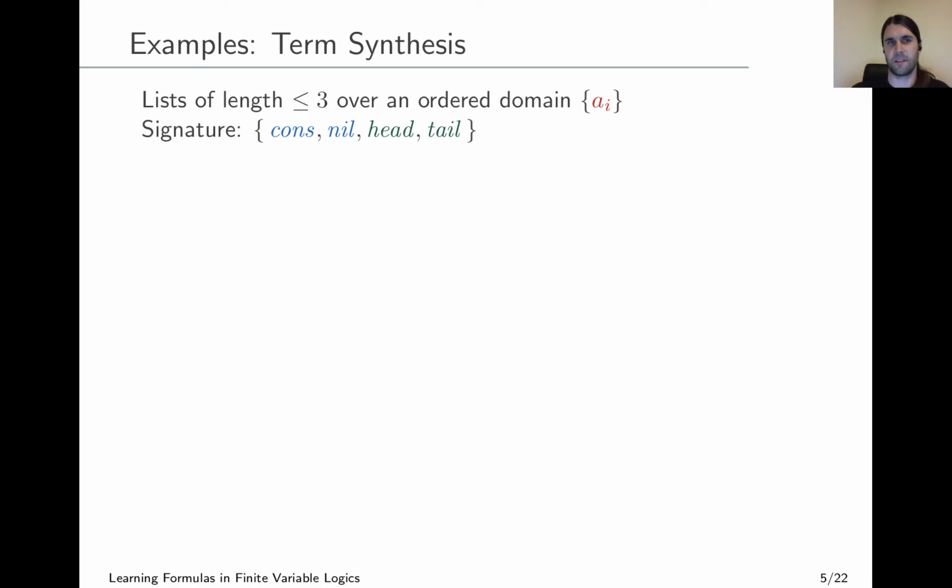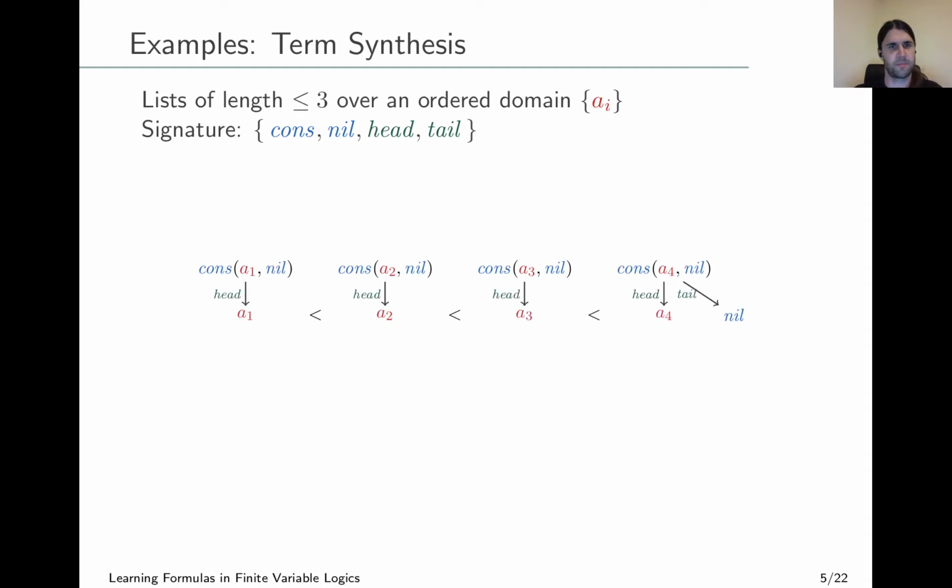So let's model a list domain. Let's suppose the elements of our structure are lists up to length 3, in addition to some elements from some ordered domain. And our signature is just going to model some usual list operations. So cons, head, and tail have their intended meaning. They're just first order functions. And then we have a constant nil for the empty list.